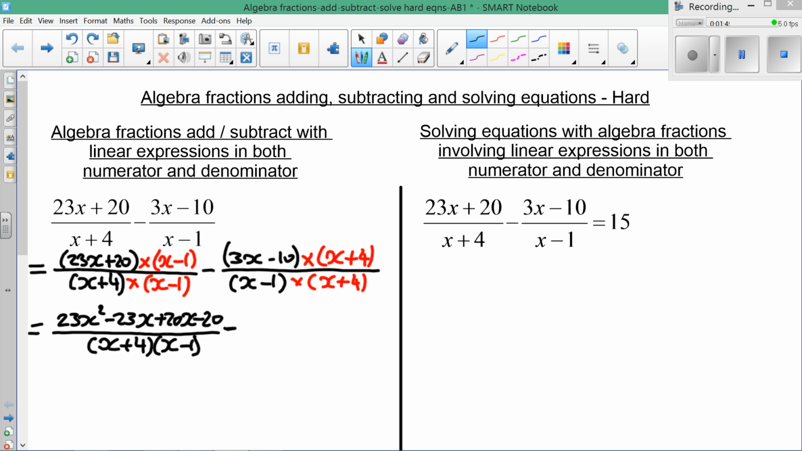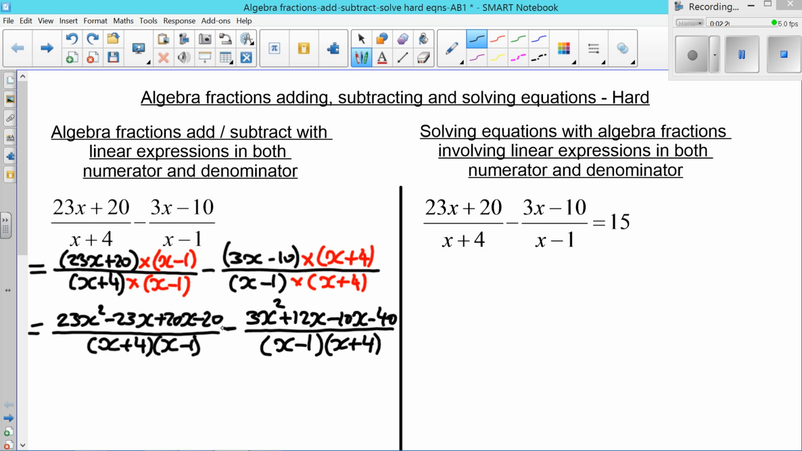Minus my second fraction. Again, multiplying the brackets, 3x times x is 3x squared. 3x times plus 4 is plus 12x. Minus 10 times x is minus 10x, and minus 10 times plus 4 is minus 40 over x minus 1 times x plus 4.